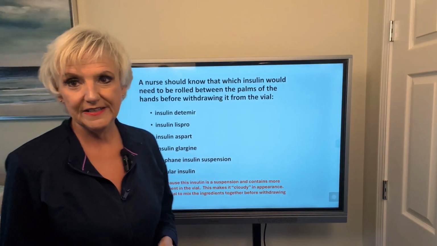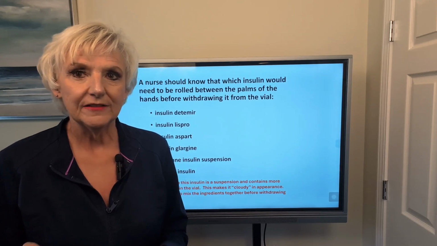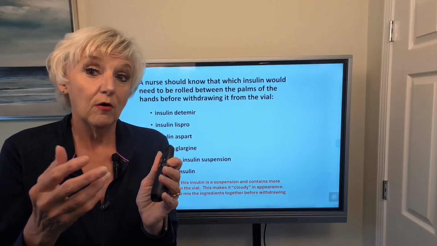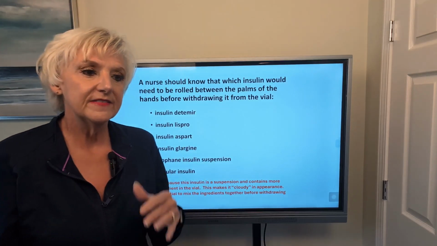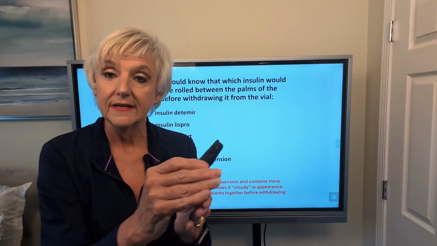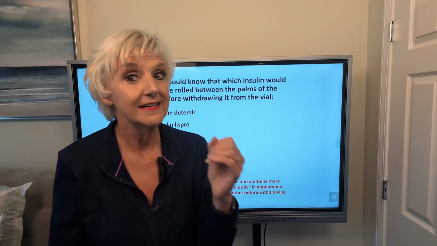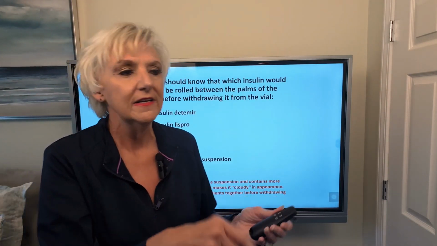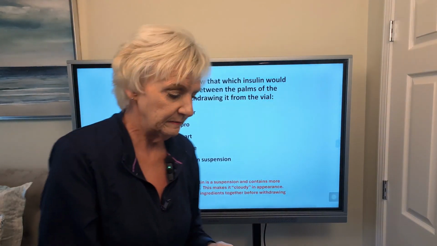A nurse should know that anytime a medicine says it's a suspension, it means there are two or more things in that container. Now, if it was an oral medicine that said suspension, you shake that. That's okay. But if it's in a vial for an injection, you don't shake, you roll it to mix the ingredients together. Don't shake that insulin vial because it's going to have too many air bubbles in that vial and you're going to be dealing with a lot of air in the syringe. Roll it and mix them.